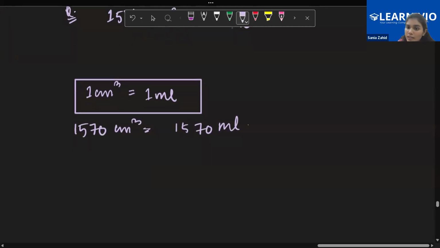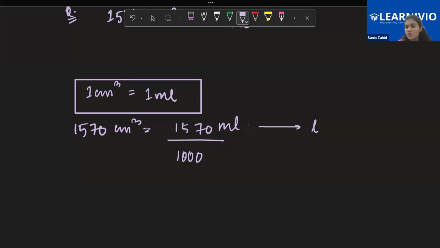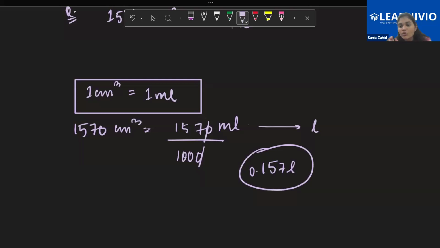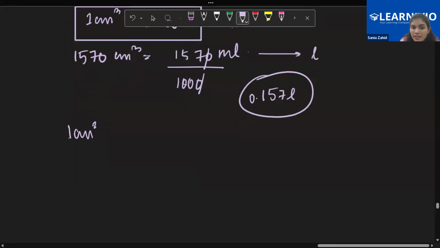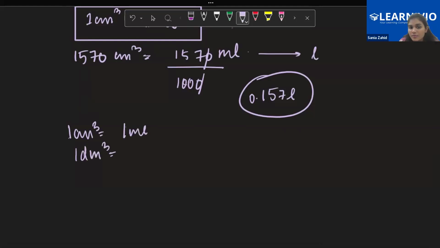Right? Now, ml to liters, does it become easy? Milliliters to liters is very easy now. You just have to divide by 1000, and the answer is 1.57 liters. Got it, children? So whenever you do conversion questions, you will remember these three things: centimeter cube is ml, decimeter cube is liter, and meter cube is kiloliter.